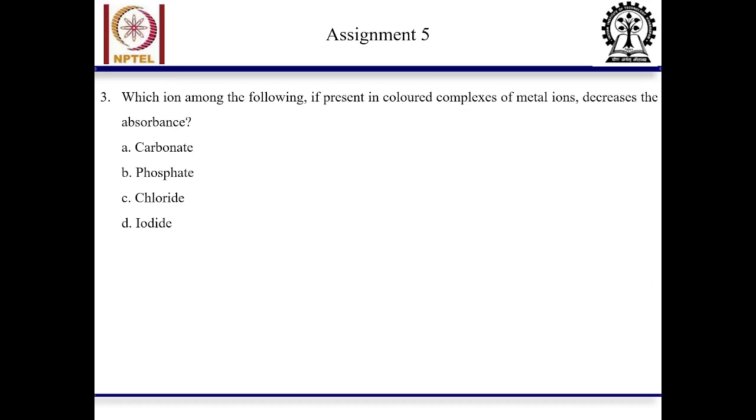Which ion among the following, if present in the color complex of the metal ion, decreases the absorption? Any guesses for this? If you have seen lecture number 22, then definitely you can answer. Okay, maybe B. Great. Soumyadeep Ore is absolutely right. Basically, phosphate and sulfate.